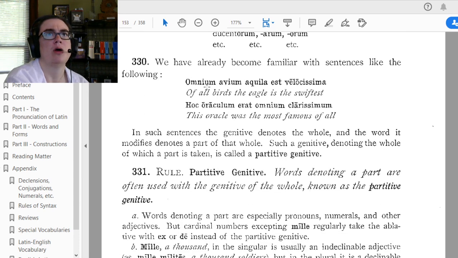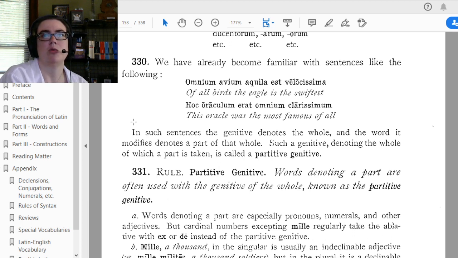So, omnium avium aquila est velocissima. Of all the birds, the eagle is the swiftest. Hoc oraculum erat omnium clarissimum. This oracle was the most clear, distinguished, famous of all. So that's a genitive, giving kind of the group that a noun is a part of. In such sentences, the genitive denotes the whole, and the word it modifies denotes the part of the whole. Right? The eagle among all the birds, the oracle among all of them. Such a genitive denoting the whole of which a part is taken is called the partitive genitive. Yay! One of us, one of us.